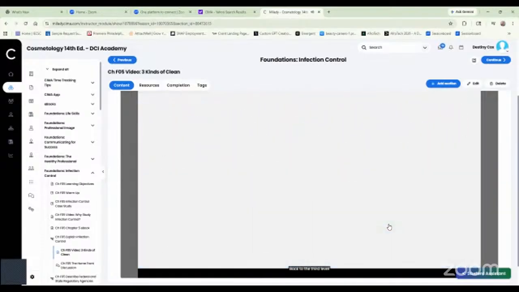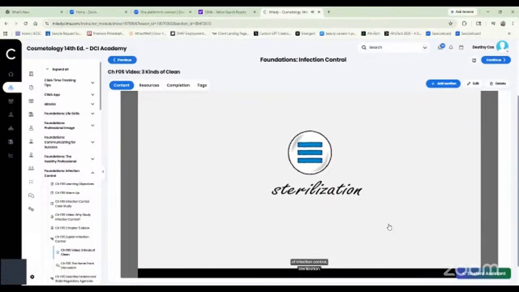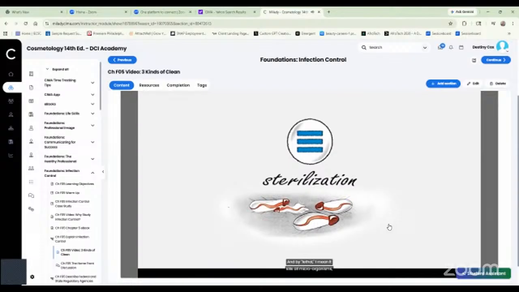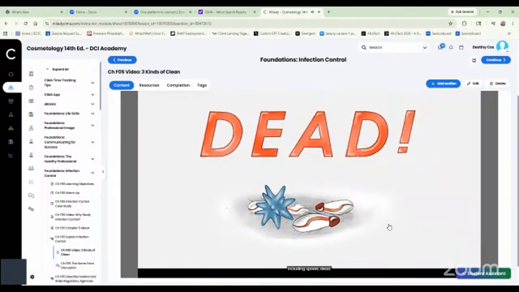Okay, back to the third level of infection control, sterilization. It's lethal, and by lethal, I mean it kills all microorganisms, including spores, dead.